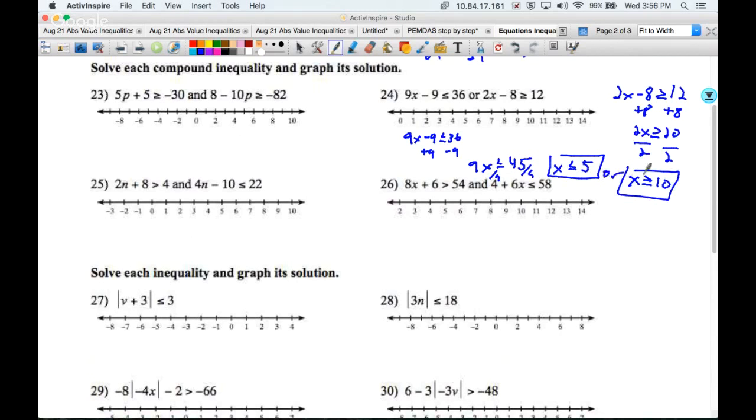Let's keep that word or in between them. So x is less than or equal to 5 or x is greater than or equal to 10. Put a dot at 5, fill it in, arrow coming this way. Put a dot at 10, fill it in, arrow coming this way. And notice it leaves a gap just like we expect OR problems to do. OR problems do not rely on overlap. We actually don't want there to be overlap, or else we get something that's just all real numbers.